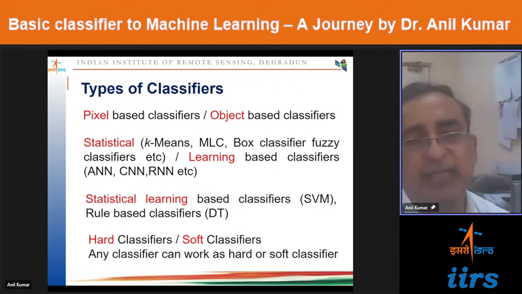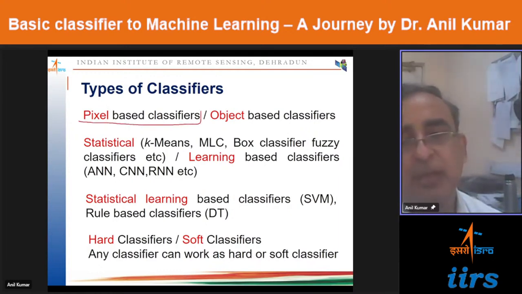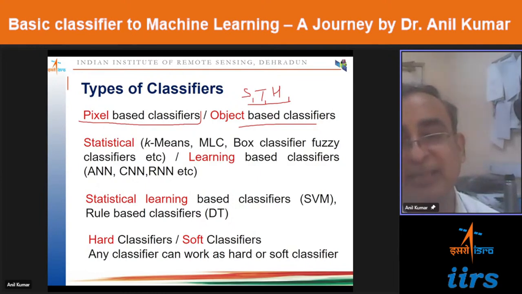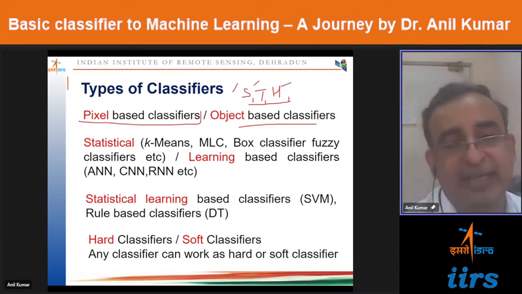So type of classifiers, if you see, you can compare the past with the present. Previously, there were pixel-based classifiers which were using only DN information, but today you can have object-based classifiers which are using shape, texture, hierarchy, and so forth. So many parameters about the object you can use, like if you have a 1 meter image or less than 1 meter pixel size image, you can see the shape, texture, hierarchy within the object very nicely.